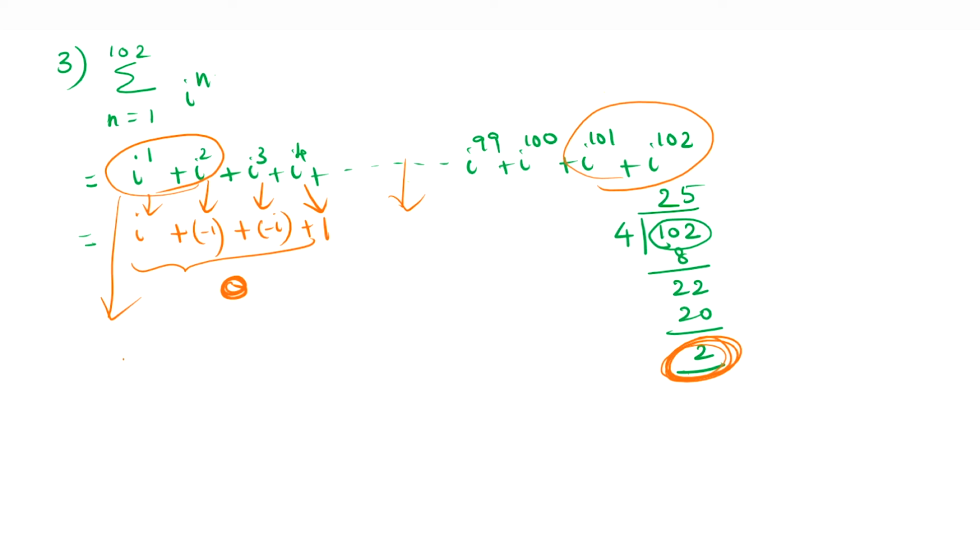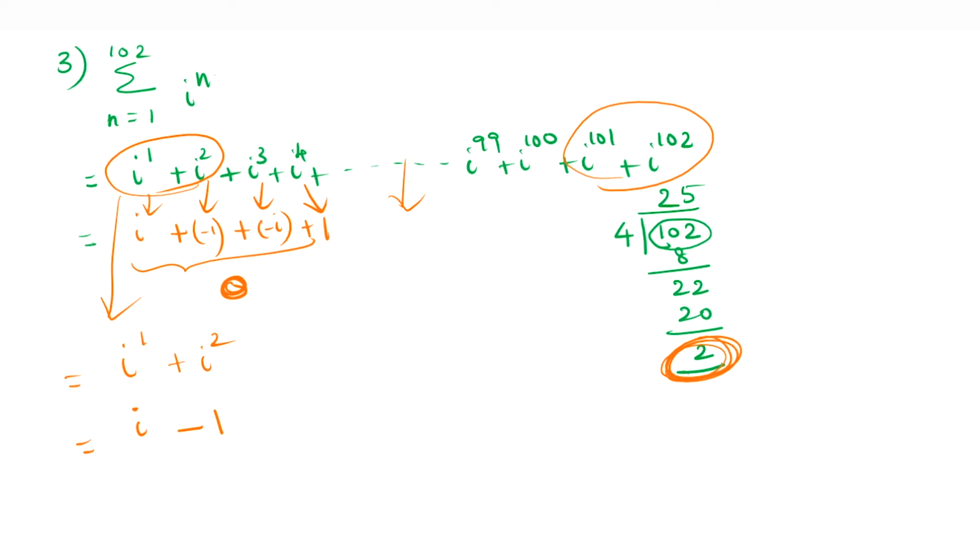So I will take i power 1 plus i power 2. That is equal to, what's the value of i power 1? i. What's the value of i square? Minus 1. So the value is i minus 1. That's the answer. So in 102 we are having 25 4 terms.